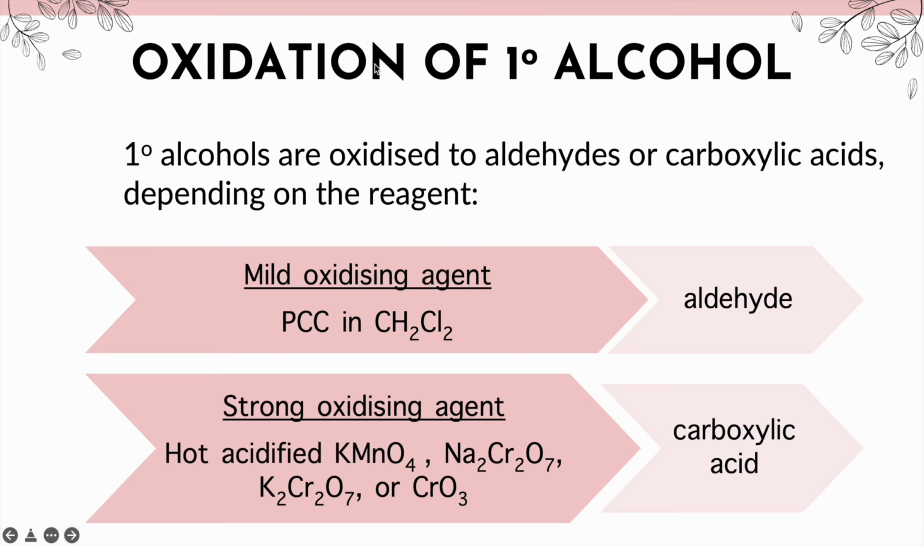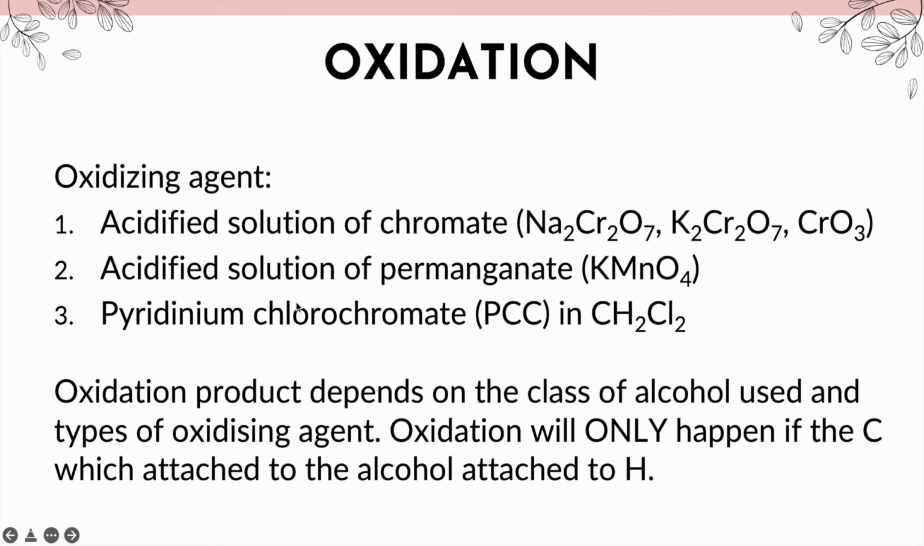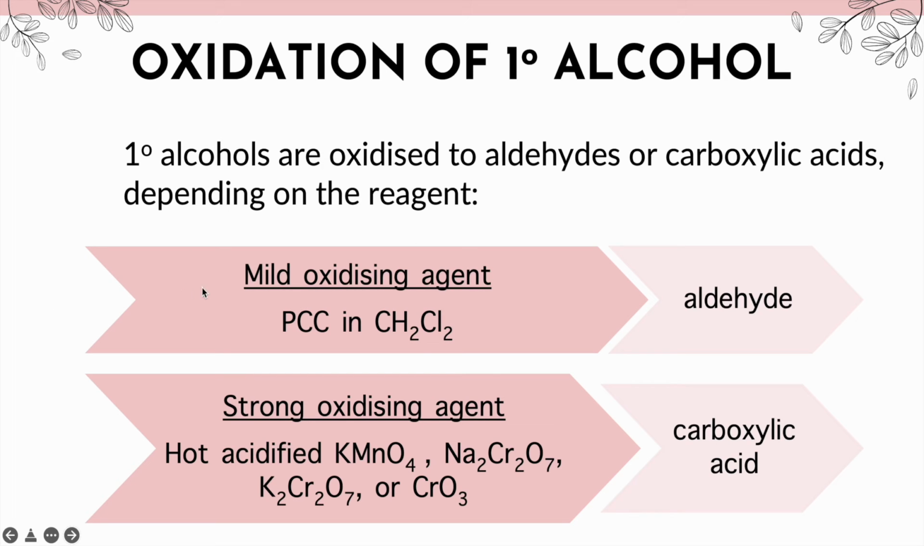So here, oxidation of primary alcohol. Primary alcohol is oxidized to aldehydes or carboxylic acid depending on the reagent. If we have primary alcohol oxidized using a mild oxidizing agent, the mild oxidizing agent here is PCC, pyridinium chlorochromate, in CH2Cl2. If primary alcohol is oxidized using PCC in CH2Cl2, which is a mild oxidizing agent, the product is aldehyde.